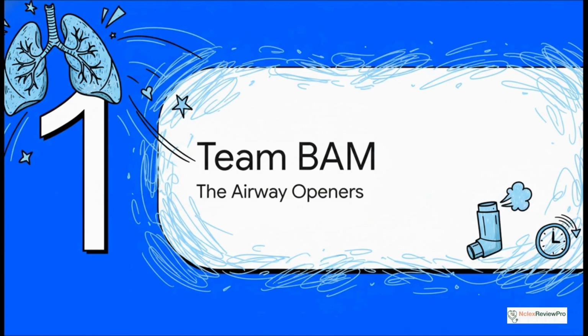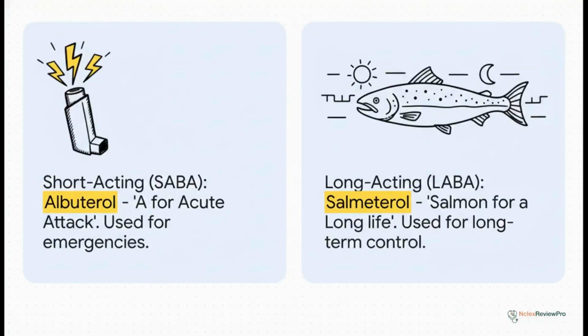Think of these guys as the first responders, the fast-acting heroes. When your patient is gasping for air and can't breathe, these are the drugs that are going to get in there and open up those airways fast. Now, within this first group, you've got to know the difference between the two types. This is huge. First, you have the short-acting ones, your rescue inhalers, like albuterol. Just remember, A for albuterol, A for an acute attack. These are for emergencies. Then you've got the long-acting guys, like salmeterol. To remember that one, think of eating salmon for a long life. This is for long-term control.